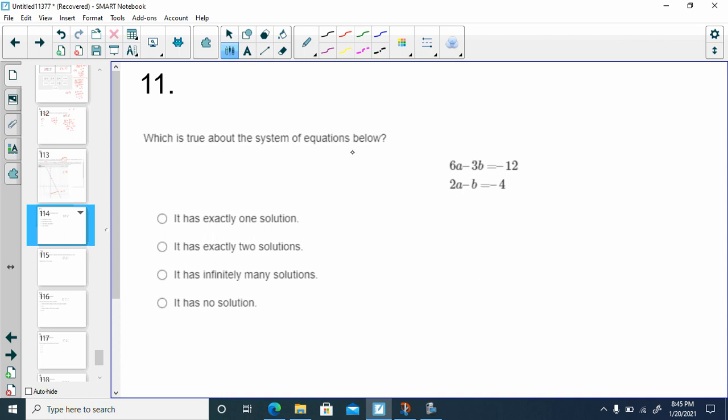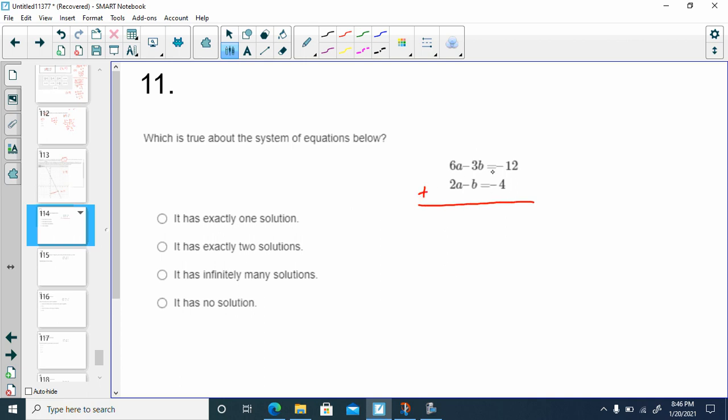Which is true about the system of equations below? Okay, well, we're going to have to figure out what we've got. I could look at this and say, if I multiply, look, there's a lot of things. If I multiply this 2a by 3, I get 6a. This by 3, I get -3b. This by 3, I get -12. So I suspect these are the exact same equation. But if I'm not sure, let's solve this.